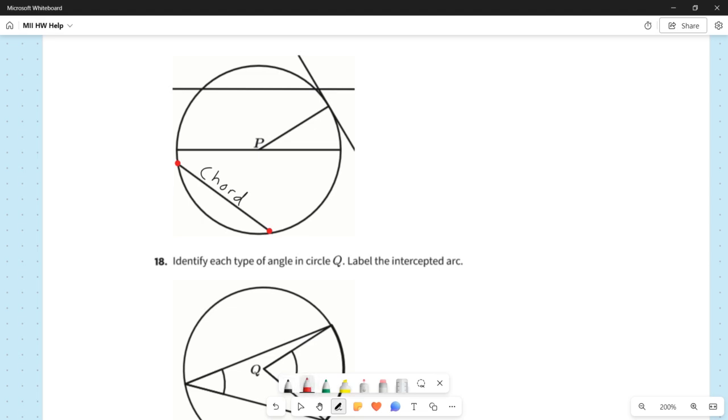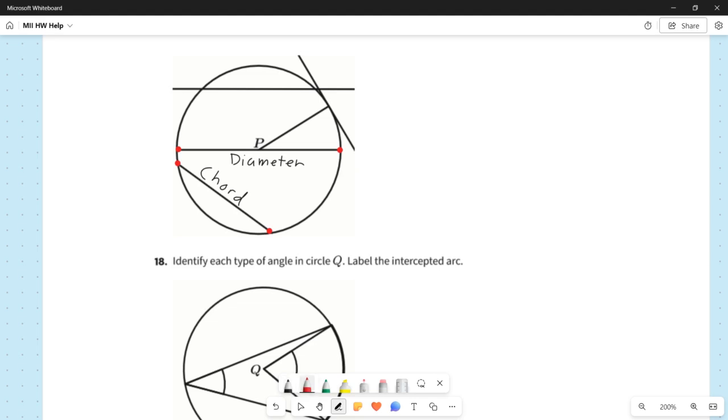Now, notice that we have another chord here. Okay? So that line that goes right through the center of the circle, that is also a chord. However, it is a special chord in that it goes through the center. And when you have a chord that goes through the center, that is known as the diameter. So the diameter is a special chord that not only starts and stops on the circle, but it also goes through the center.